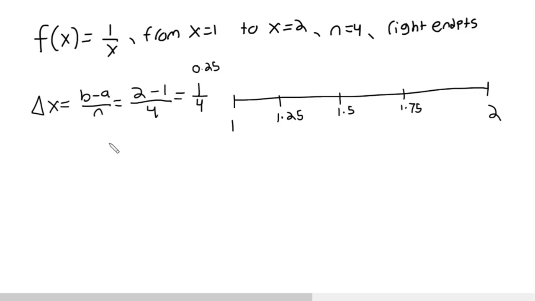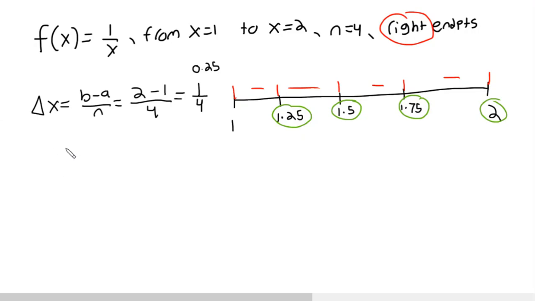And now we have to know which values to pick. Since we're using the right endpoints, we want to pick all of the values to the right in each of these subintervals. So right here, this is a subinterval. This is a subinterval right here. This is a subinterval, and this is a subinterval. And you can see they're little rectangles even. So for my right endpoints, I want to pick this guy, this guy, this guy, and this guy. So I'll do exactly that.